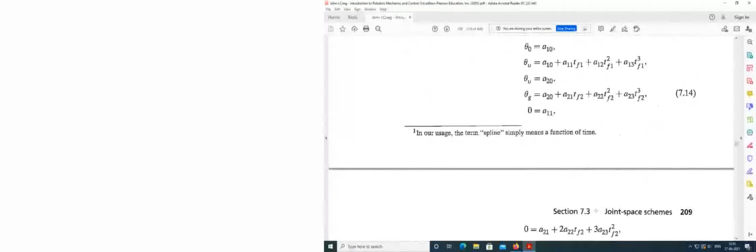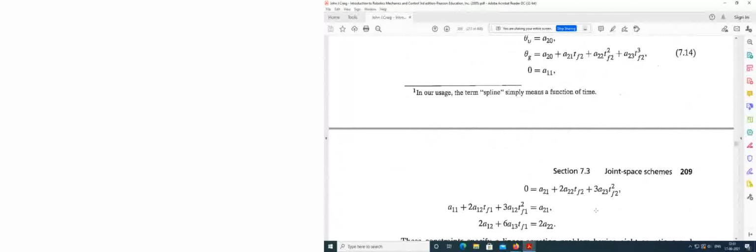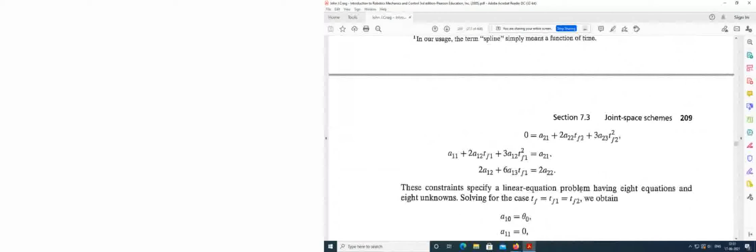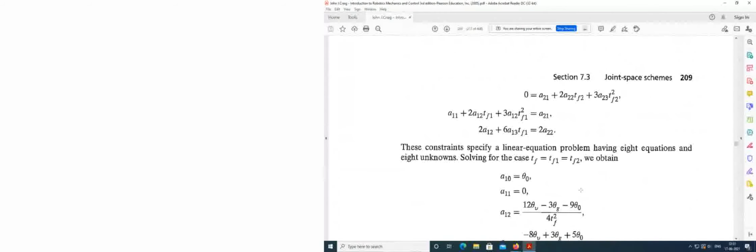Similarly for the second cubic polynomial, we have some more constraints. Also, as I mentioned, not just position and velocity, but also the acceleration should be continuous. So with that we will get 8 equations, and if we solve all those 8 equations, we will obtain all the coefficients, and this is the list of the coefficients which they have calculated.